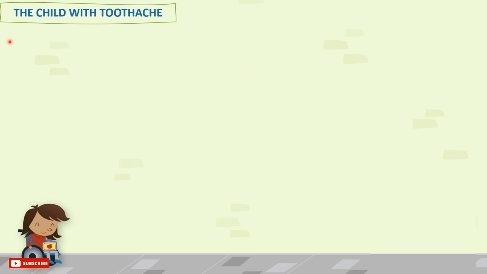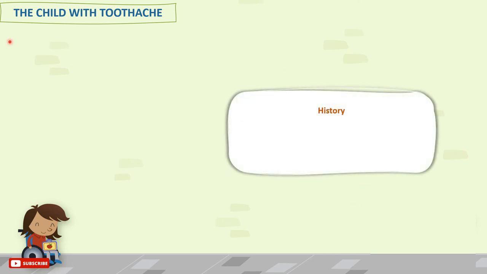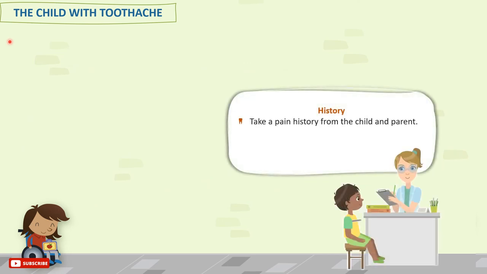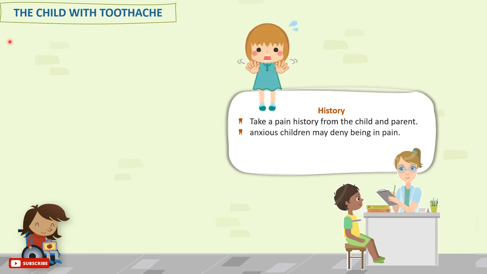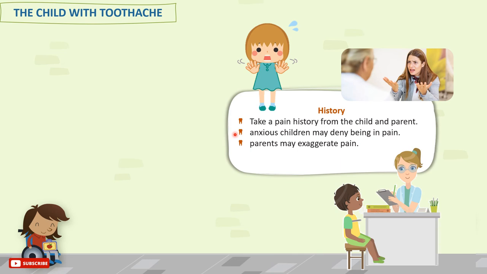The first step is always history taking. Take a pain history from the child and parent. Beware of variation in accuracy. Anxious children may deny being in pain when faced with an eager dentist, whereas parents who feel guilty for delaying seeking dental treatment may aggravate the pain. Remember, some pathologies are painless, like chronic periradicular periodontitis. Include medical history and confirm who the child has attended with.